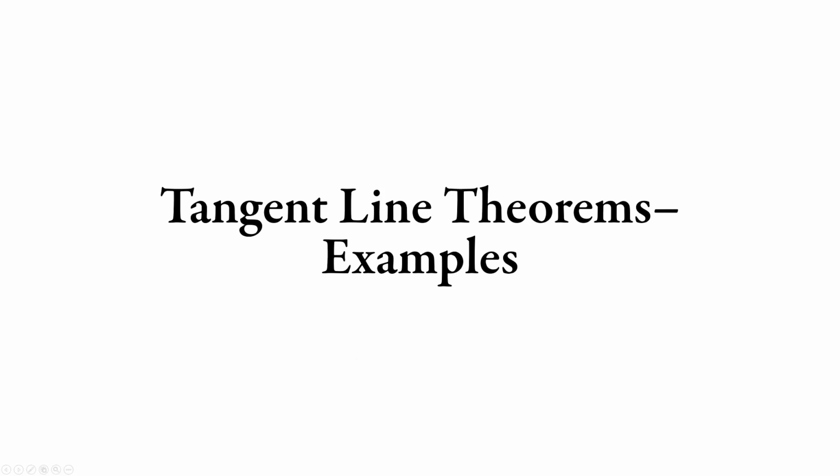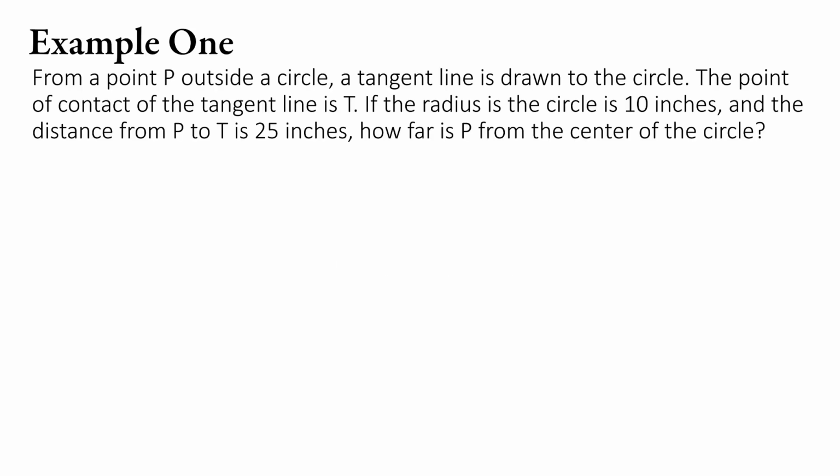So in this lesson, I want to do some example problems using the tangent line theorems. Here's our first question. From point P outside a circle, a tangent line is drawn to the circle. The point of contact of the tangent line is T. If the radius of the circle is 10 inches and the distance from P to T is 25 inches, how far is P from the center of the circle?